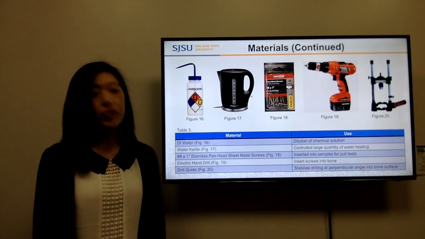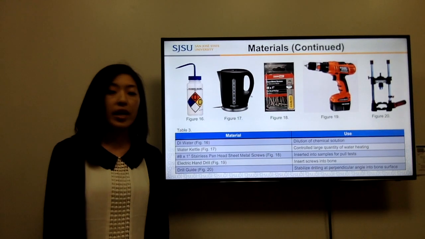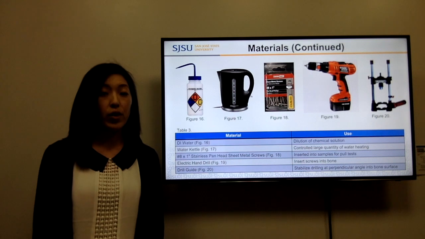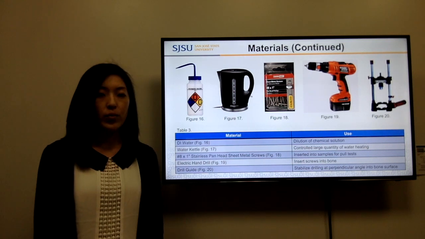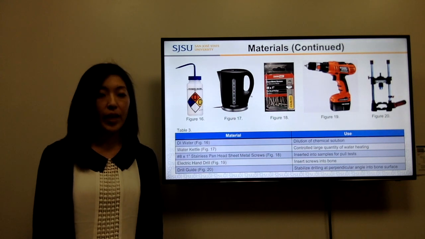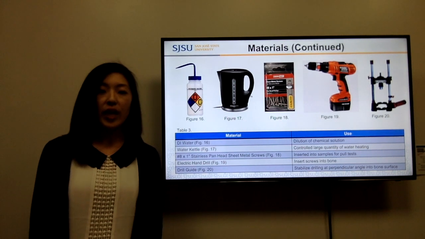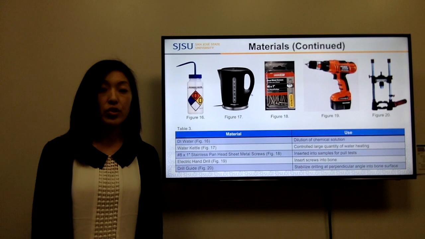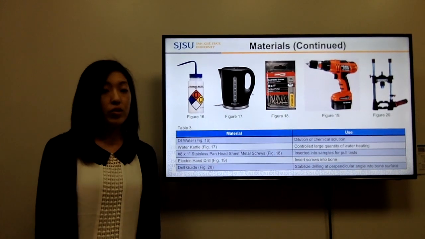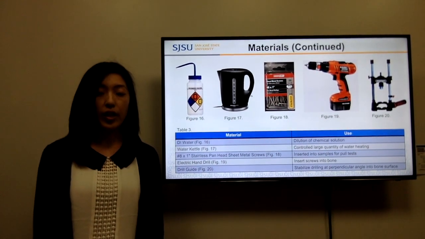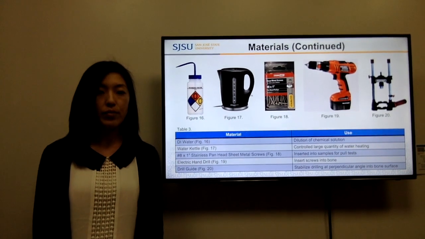We have DI water to dilute the chemical solutions, a kettle used to control large quantities of water heating, number 8 size 1-inch stainless steel pan heads used to insert into samples for pull tests. We have the electric drill used to insert the screws into the bone, and the drill guide to stabilize drilling perpendicular into the bone.